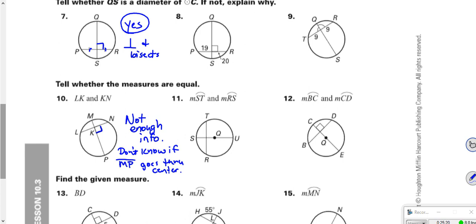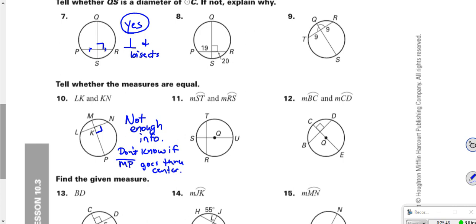If it goes through the center, if we know it's the diameter and it's perpendicular, then yes, it will bisect. But I don't know that it went through the center, so I can't say for sure that it's a diameter. It's a little easier to see if I would have drawn MP over here and said, yeah, that's perpendicular. If I don't know that it went through the center, I can't say it bisects it. Okay, so I hope that makes sense.